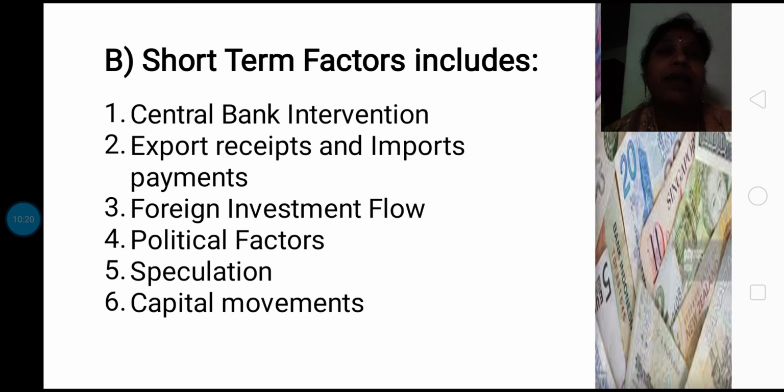Due to speculation also, there are too many fluctuations in the market, and this will also have an impact on the exchange rate determination. The last is capital movements. Capital movements include FDI, external borrowings and assistance. So, the movement in external borrowings will have a favorable impact on the exchange rate of the country. When we start borrowing, we will be investing in some other country. Definitely that exchange rate will increase, the value of the currency will increase. So, these are all some of the short-term factors.